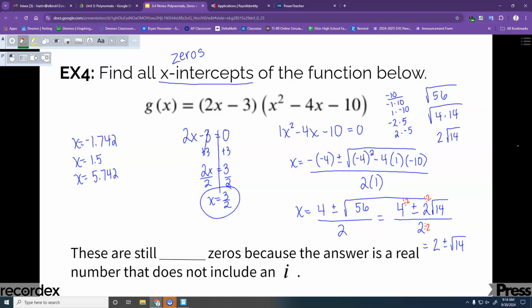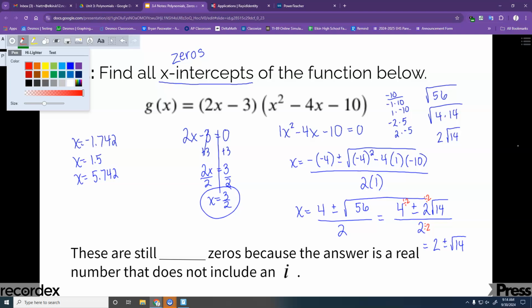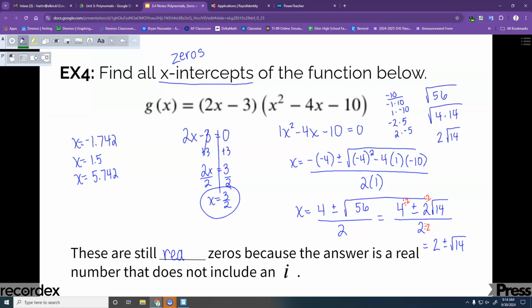Okay, now, even though they're crazy answers, they are still real zeros. Because the answer is a real number that does not include I. So all 3 of those answers are still real answers. You got square root of 3 over 2 and 2 plus or minus square root of 14. Those are real answers there.